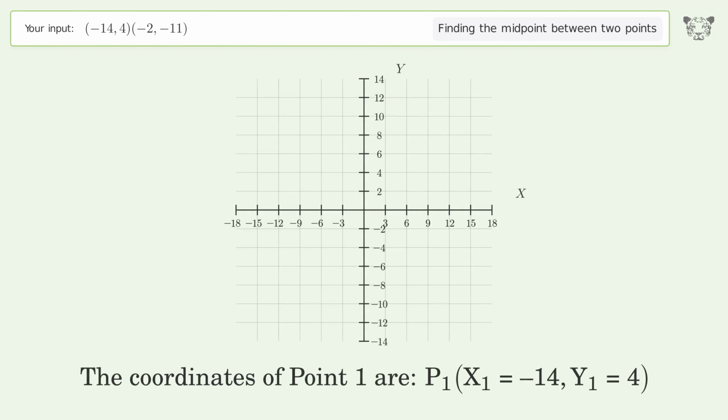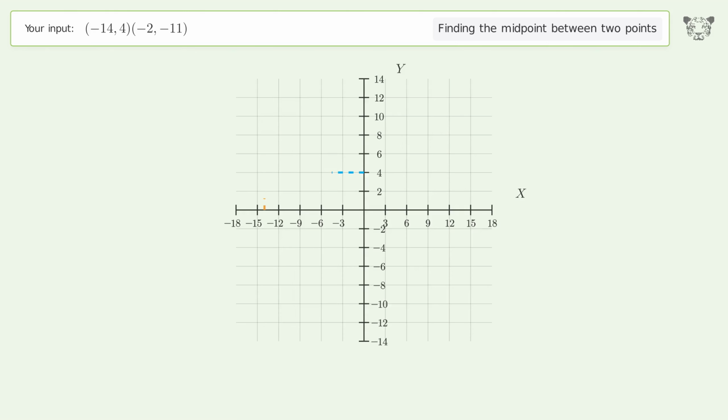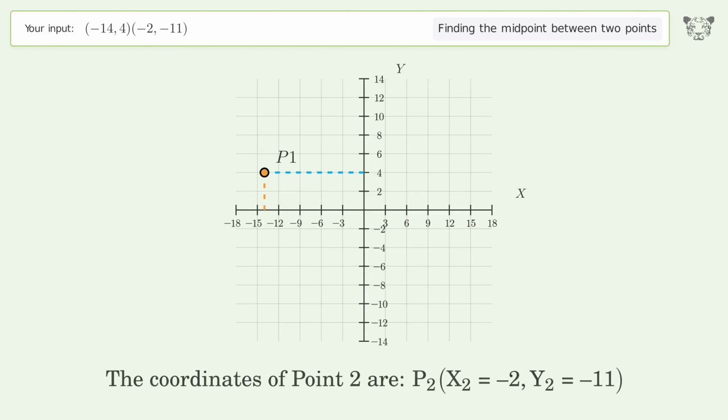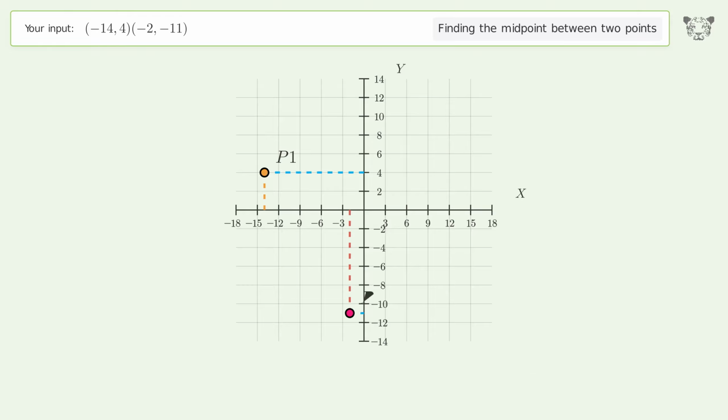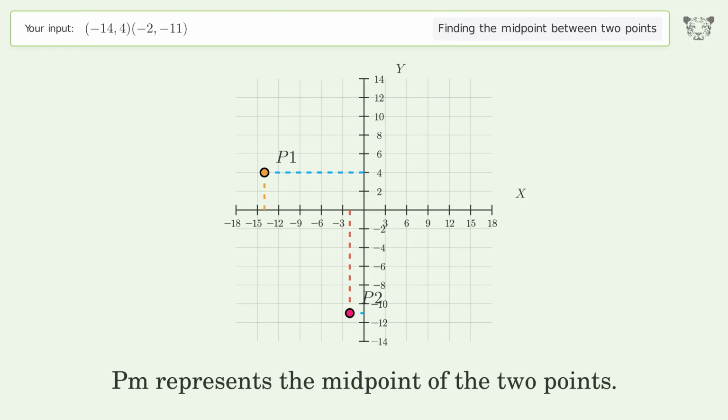The coordinates of point 1 are, x1 equals -14, y1 equals 4. The coordinates of point 2 are, x2 equals -2, y2 equals -11. PM represents the midpoint of the 2 points.